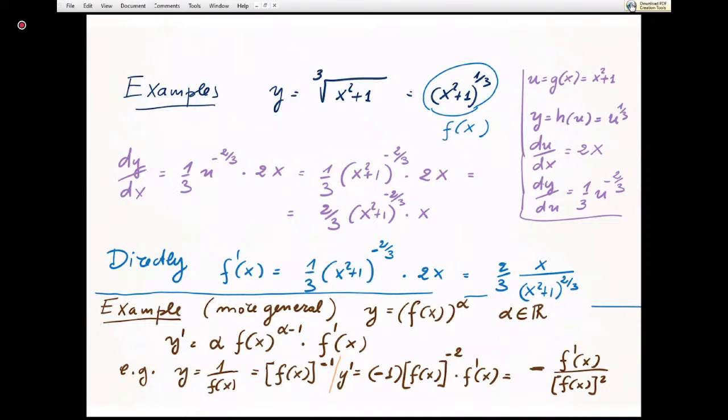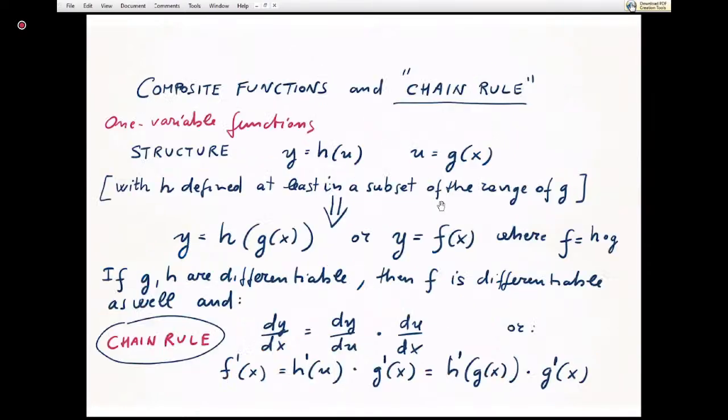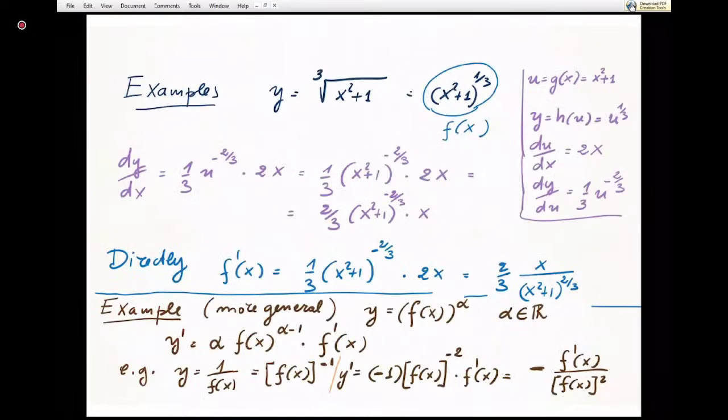So in some cases we need to repeat the chain rule 3 times, 4 times, and every time we have a product between all the levels, the derivatives at all the levels of the function.